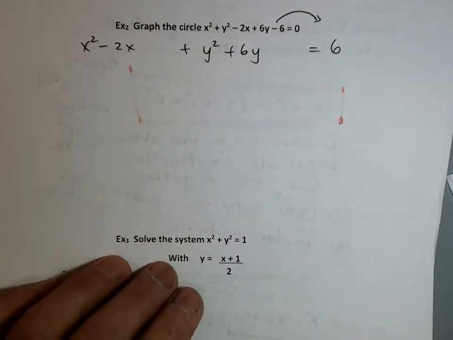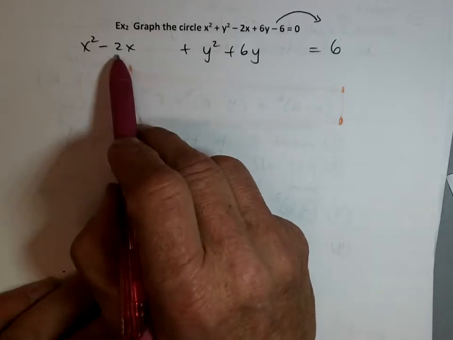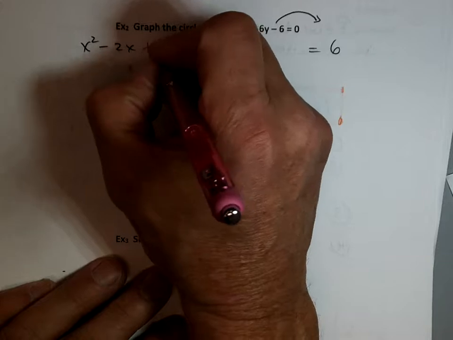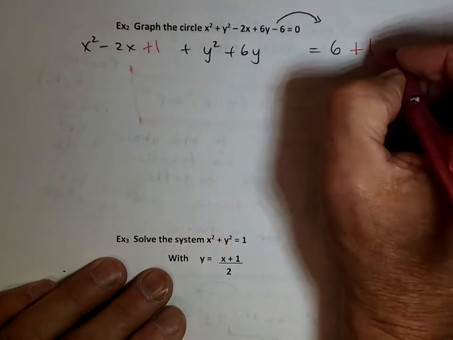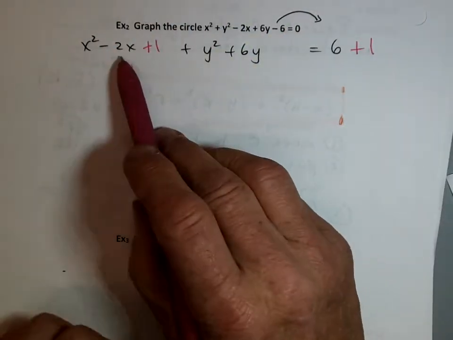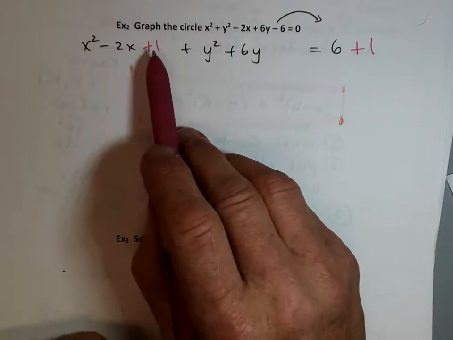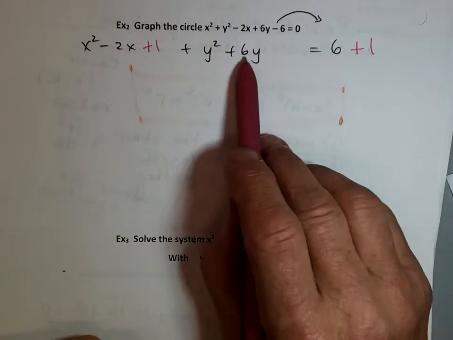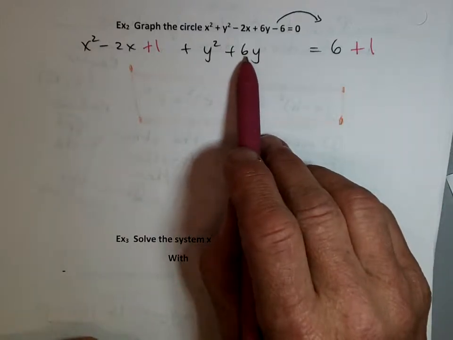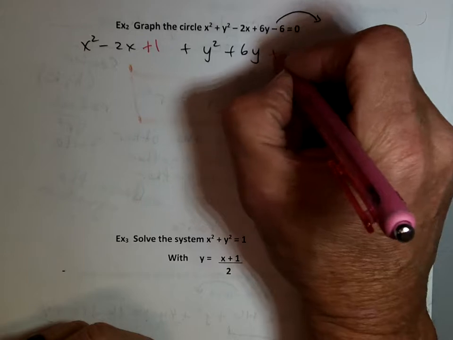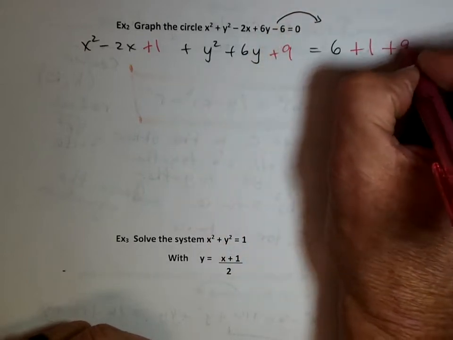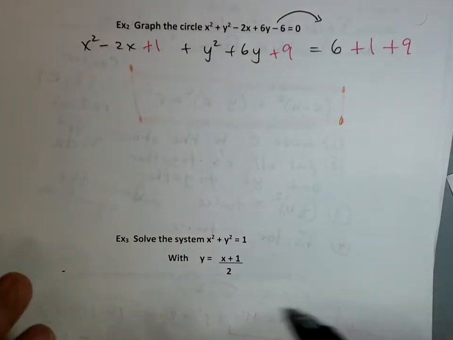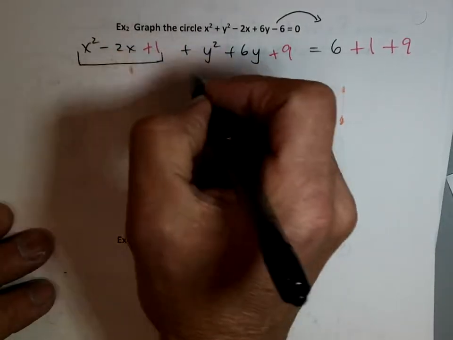Now, let's do it. Half of 2 is 1, right? And 1 squared is 1. So we'll go plus 1, and we'll balance it, and we'll go plus 1. Half of 6 is 3, 3 squared is 9, right? Plus 9, I got to balance it plus 9. Okay, it's pretty easy, isn't it? It's not that hard. Okay, so then I can factor that.